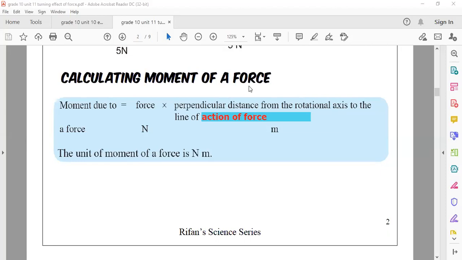Done, sir. Good. So what is the unit of moment of a force? Newton meters. In bracket, Newton meter. Nm is the short form. That is the one in exam, how you have to write. But what is it standing for? Nm stands for Newton meter.